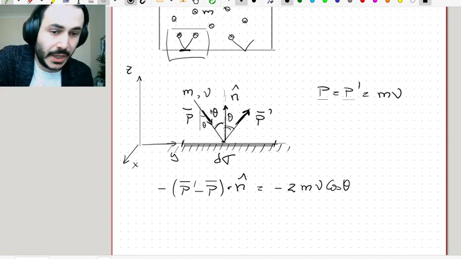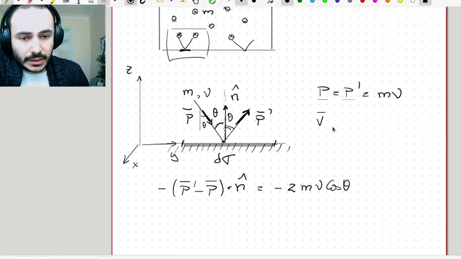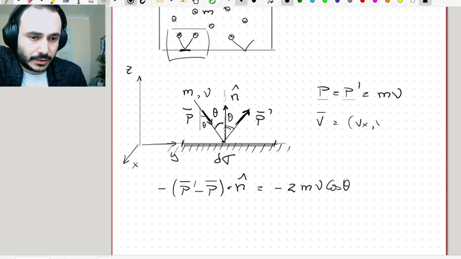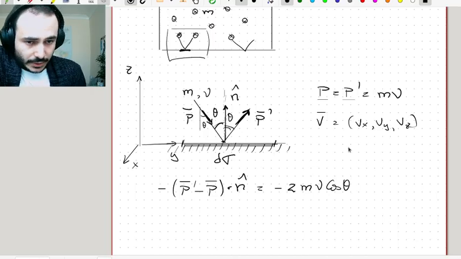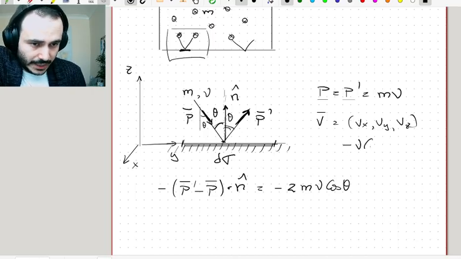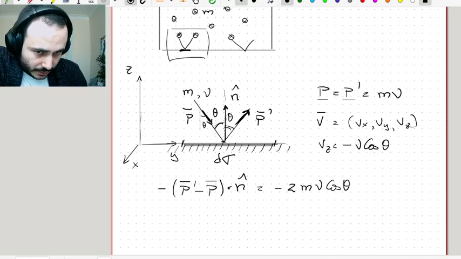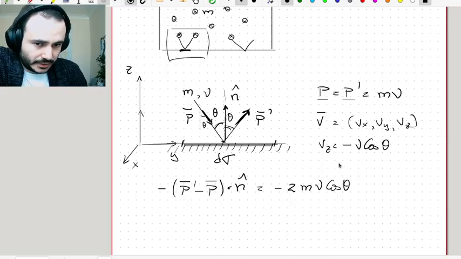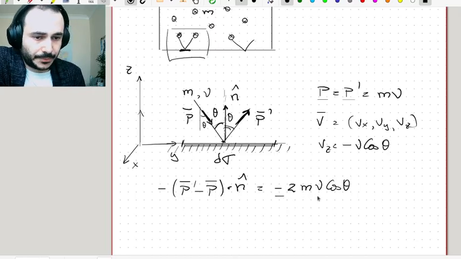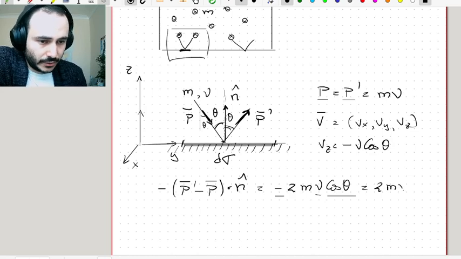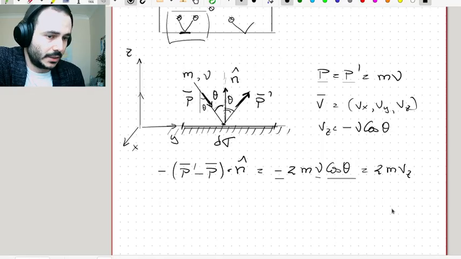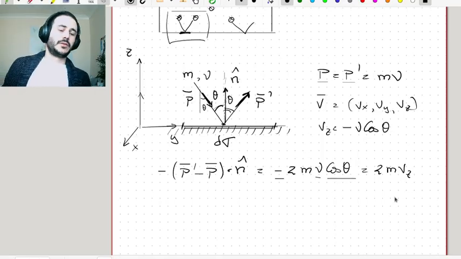And what you can see here then is that the incident velocity, which has components x, y, and z, well, the z component, as you can see here in the drawing, is minus v cosine of theta. Okay, that's the z component. Why is it minus? Because it's going down, and the positive z direction is going up in my choice of coordinates here. So you have the minus, you have the v, you have the cosine, so what you can write instead is 2mvz. That is the momentum transferred by an individual collision to the wall.